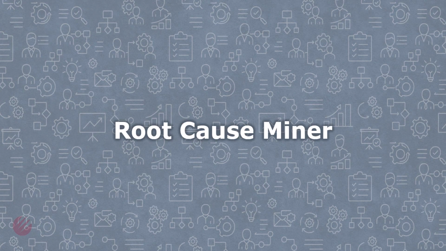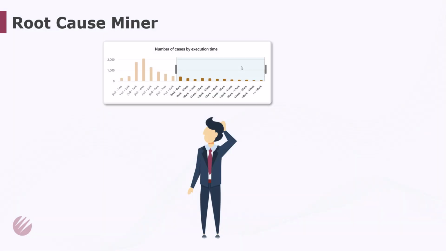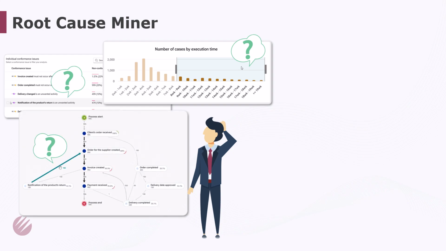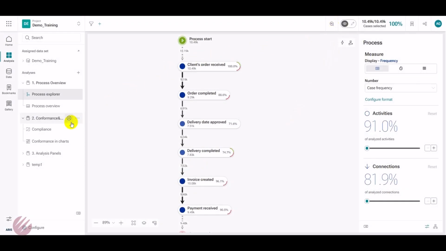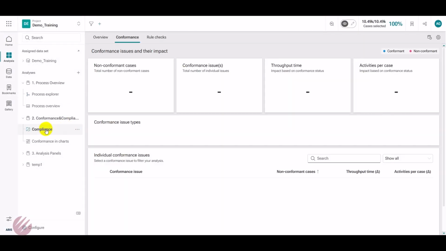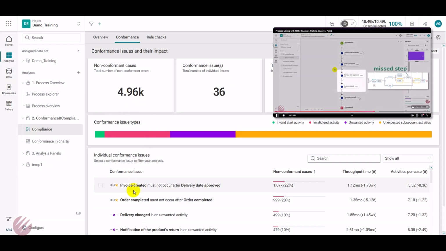ARIS Process Mining includes a dedicated application, Root Cause Miner, which allows for an in-depth analysis of unusual or unexpected patterns. When unusual results appear in dashboards, information panels, or process models, the Root Cause Miner can help uncover why they occur. In our example, we will analyze the first conformance issue identified earlier. Invoice created must not occur after delivery date approved. It's an incorrect activity sequence from the previous video.